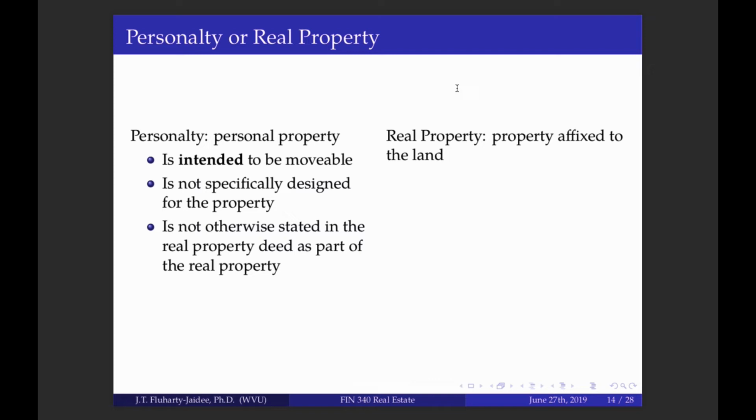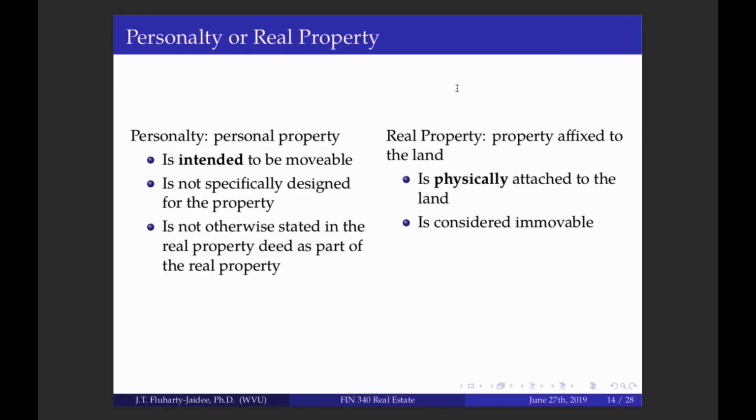So basically, if there's no other indication that that personal item should be included as part of the real property, then it's personalty. And so long as it's intended to be moved and it is not specifically designed for the property itself, then it is considered as personal property. Real property is property affixed to the land itself. Affixed meaning directly and physically attached. Okay? It must be physically attached to the land.